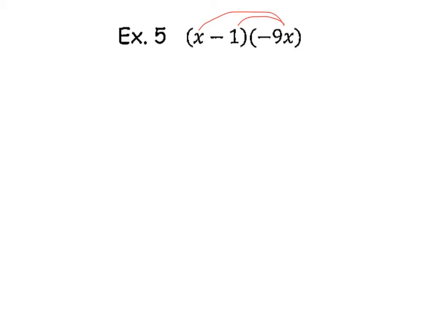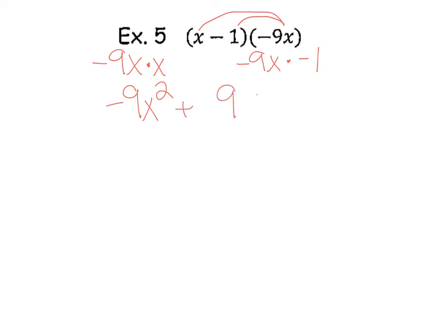All right. Negative 9x times x is what? Negative 9x squared. And then the next distributing is a negative 9x times a negative 1. Positive 9x. So you're going to put plus 9x. I don't have any like terms to combine, so this that I circled in blue is my final answer.